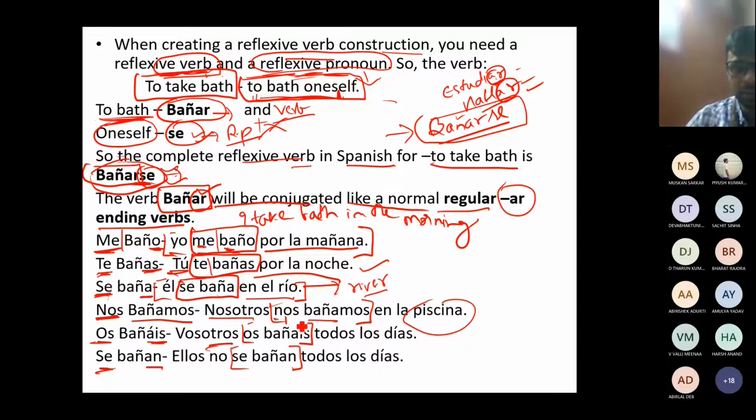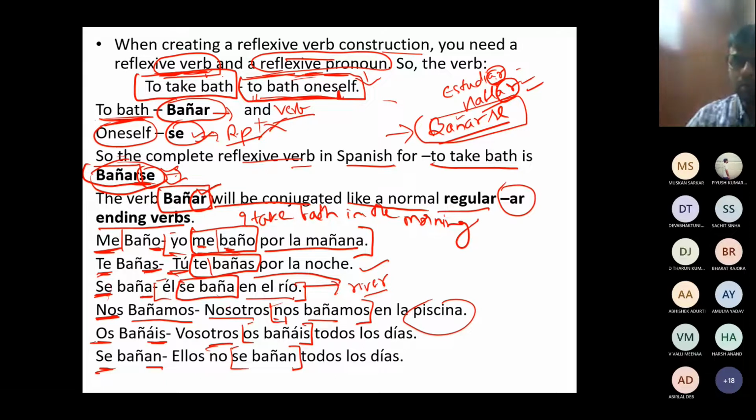So six different types of sentences are there with six different subjects. The verb form of bañarse is changing according to those subjects. So nosotros nos bañamos en la piscina. Vosotros os bañáis todos los días. Ellos no se bañan todos los días. Means they do not take bath every day.